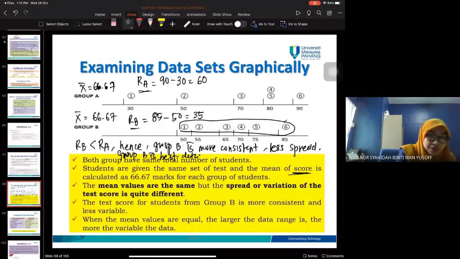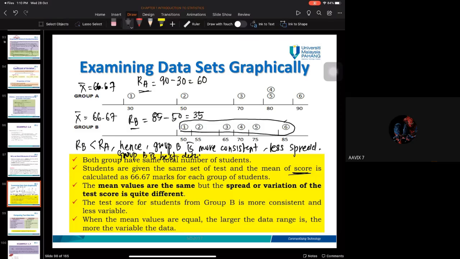You can use the range, you can use the variance, you can use the standard deviation. Why? Because it is about a similar variable, score of test. So since the range of B is smaller than A, B is more consistent. So B is a good one. Any question so far about variability? So the smallest one, the best one. No? So I proceed.